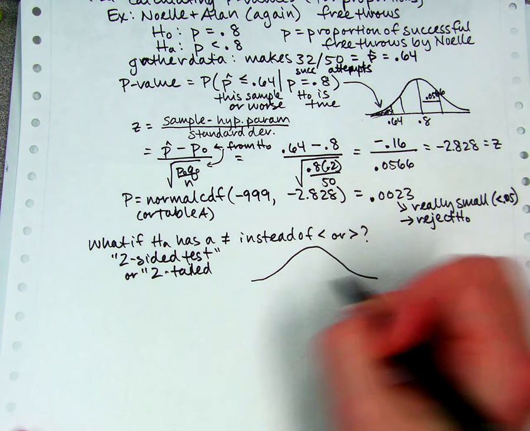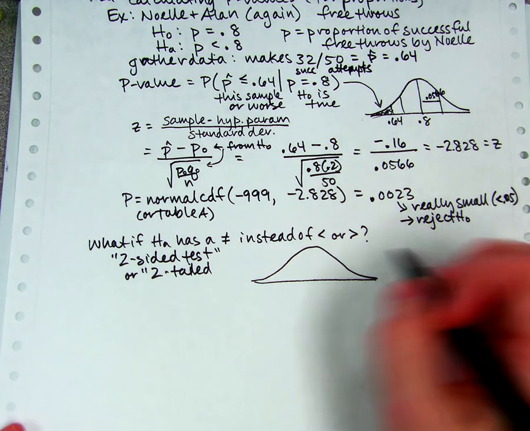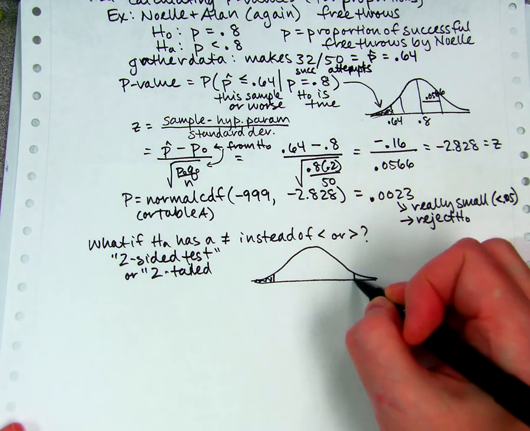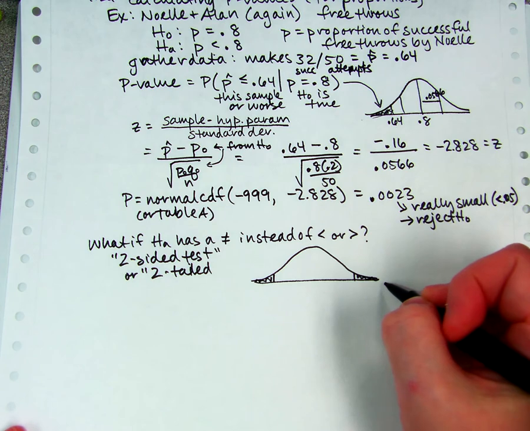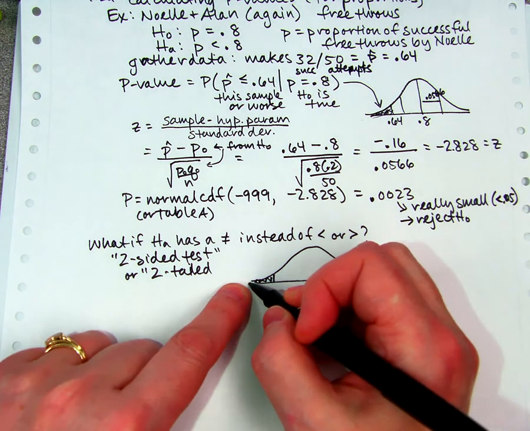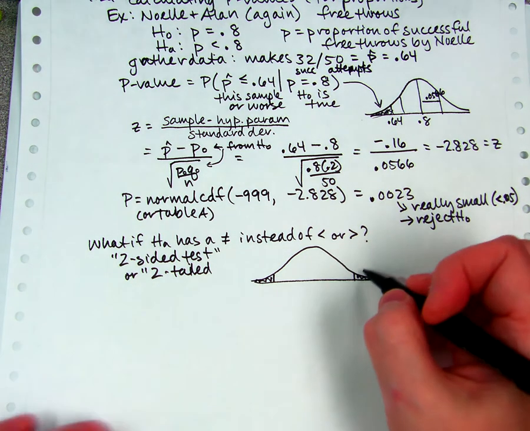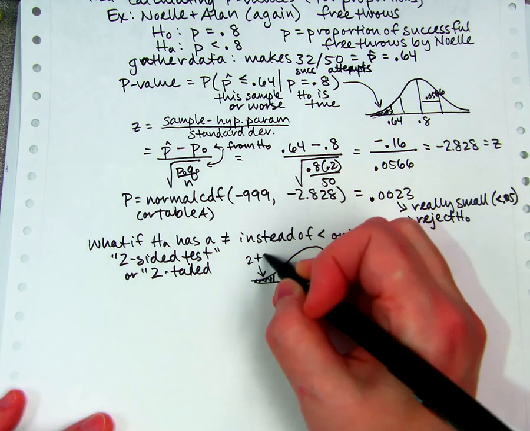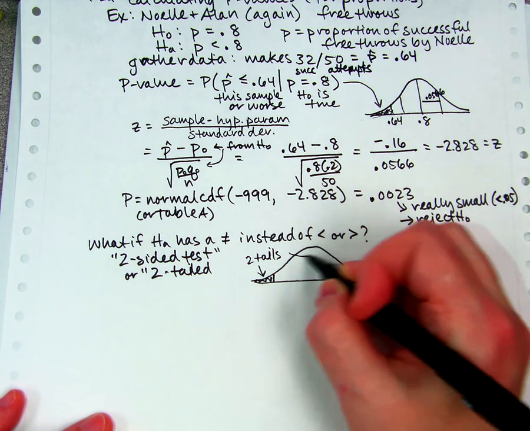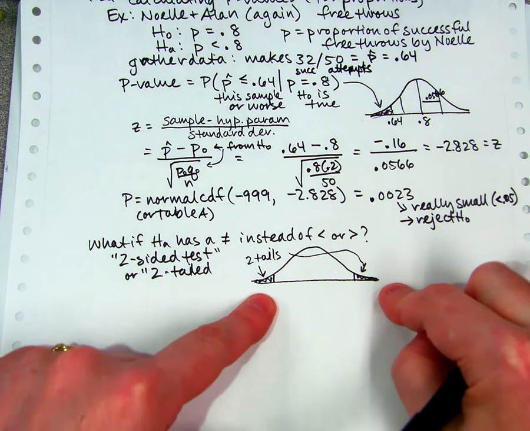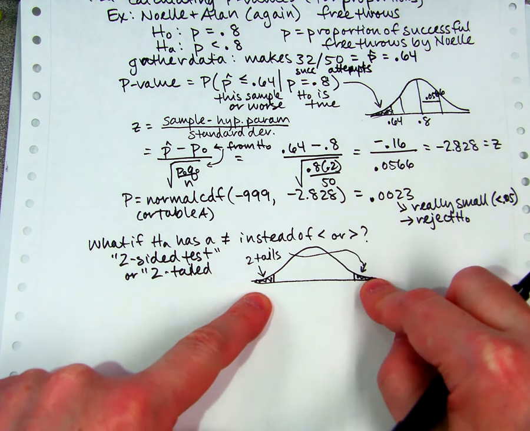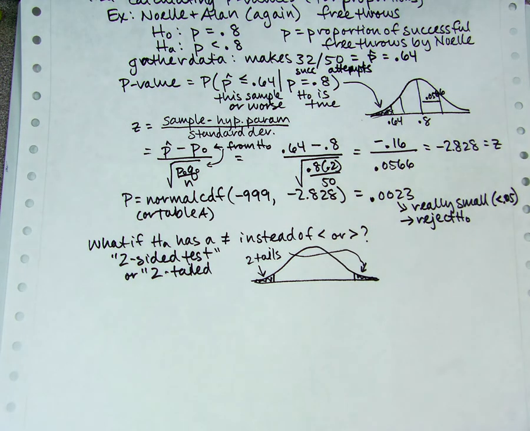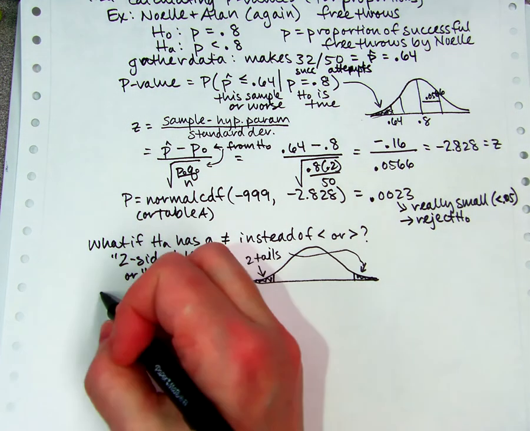No big surprise, right? If it's a not equals, then that means that we're interested in this much or less, but we're also interested in this end. If it came out over there, we would also reject. So we would reject if it was too low or if it was too high. And that means we have two tails. That's why it's called a two-sided or two-tailed test. We have two tails to think about because those two tails have to be less than 5% put together. And that doubles our p-value.